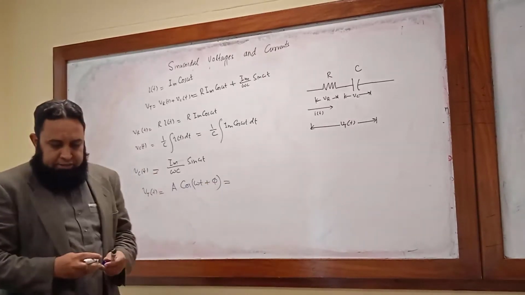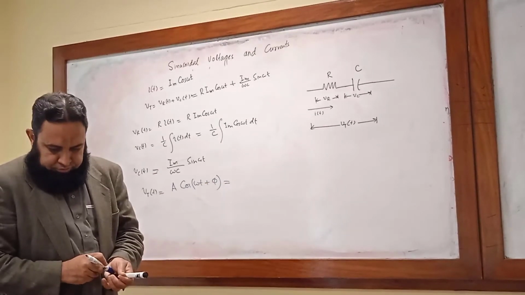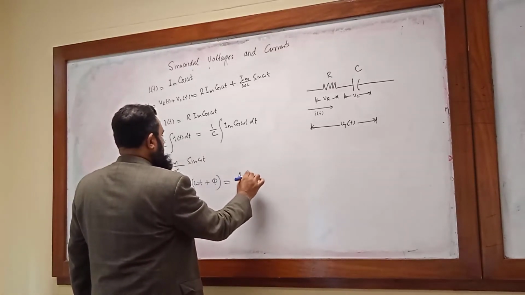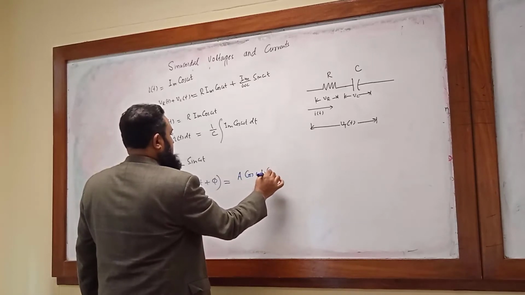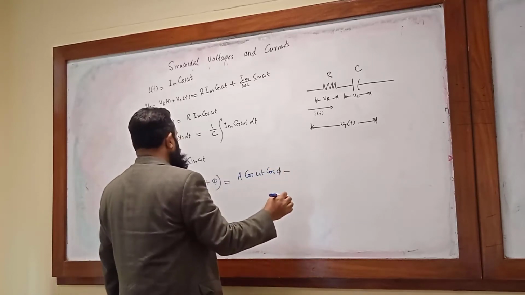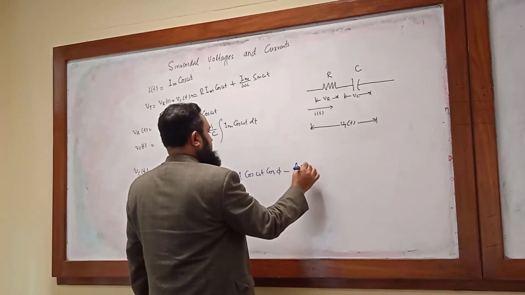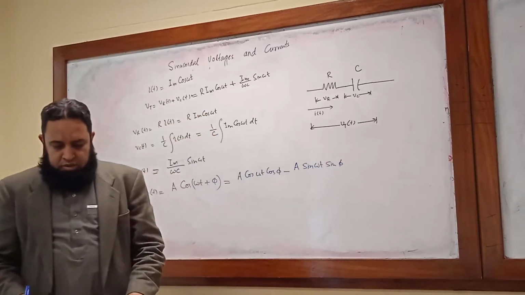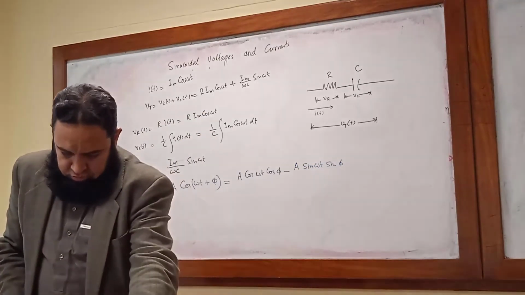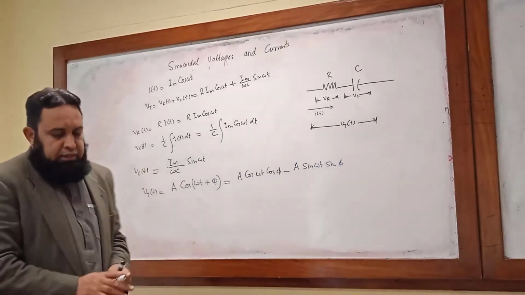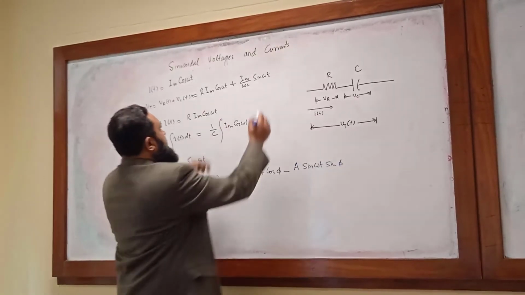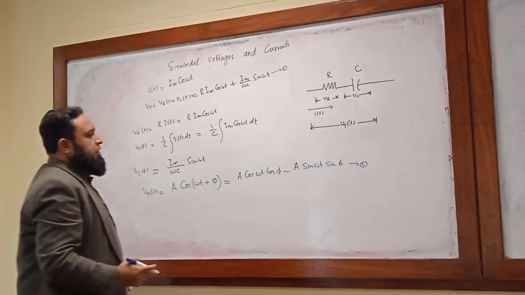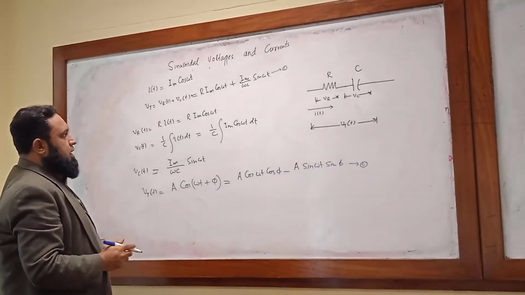Okay, so this can be represented as A cosine of omega t cosine of phi minus A sine of omega t sine of phi. Okay, so comparing these two equations, let's say this is equation number 1 and this is equation number 2, exactly the same treatment as we did in the RL series circuit.